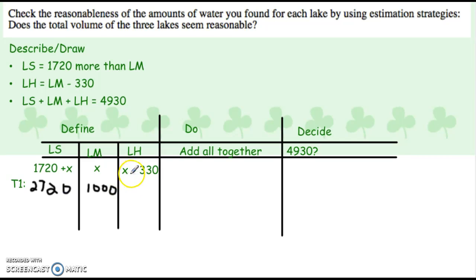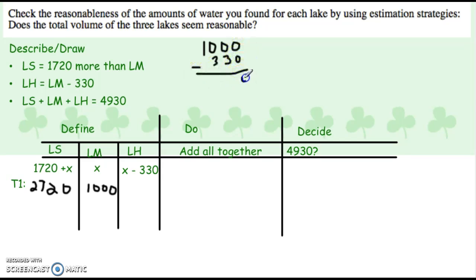And then here I would have X minus 1,000 or X minus 330. So if I have 1,000 minus 330, I'm going to have to do some borrowing.